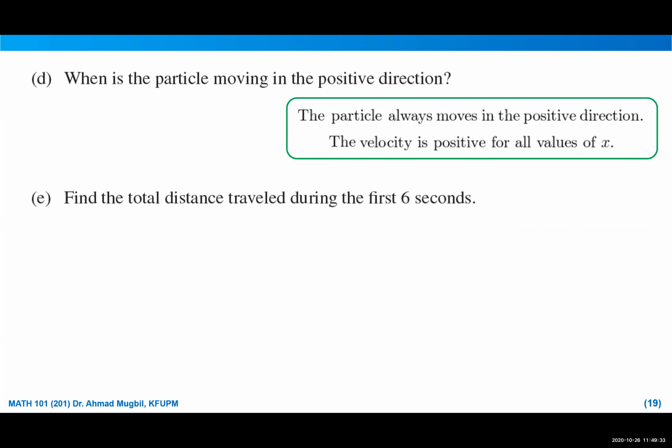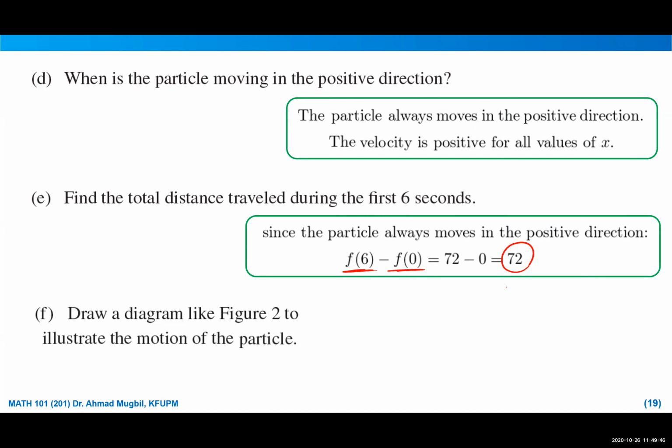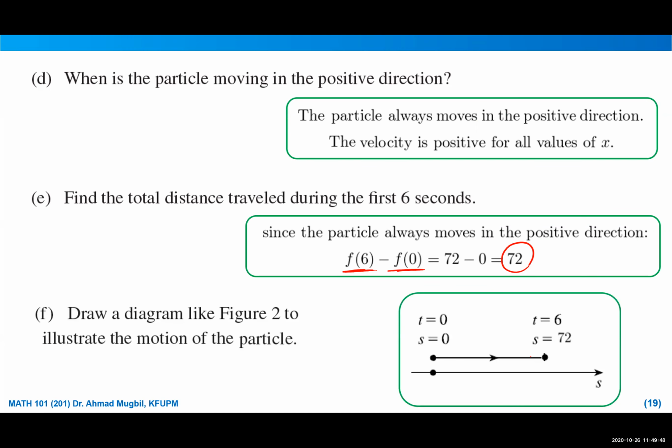Find the total distance traveled. Of course, since the velocity doesn't change sign, it is always positive, this will be just the value of the function at 6 minus the value of the function at 0. This is the total distance traveled. This is the diagram. It always moves to the right, always forward in the positive direction. There is no negative direction here.